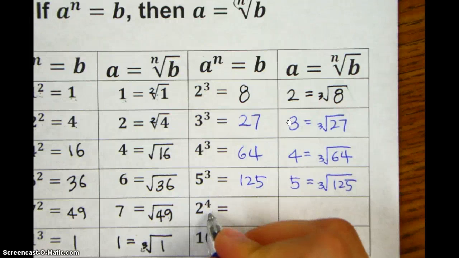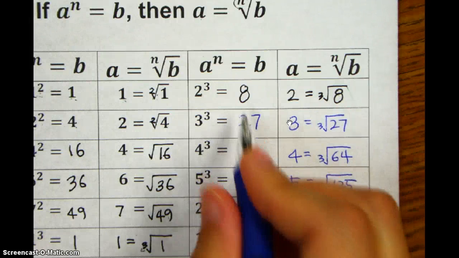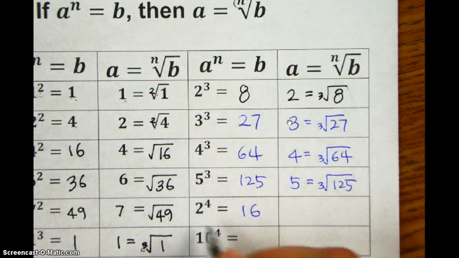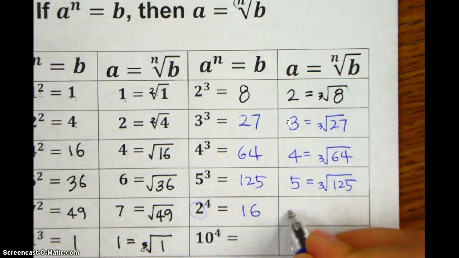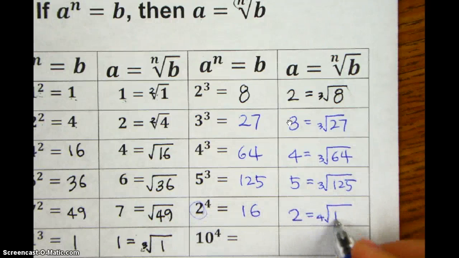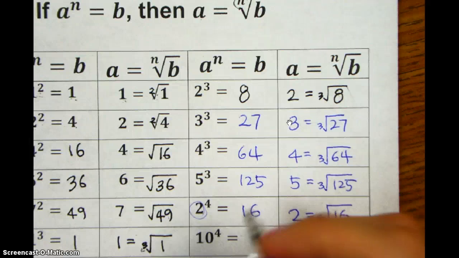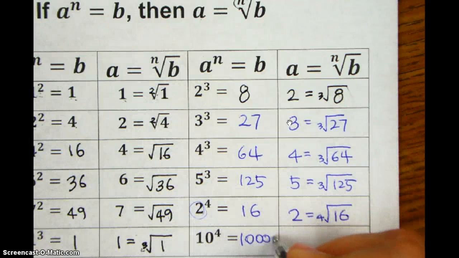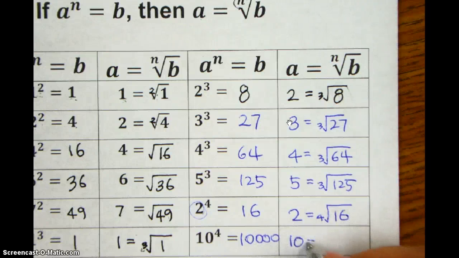2 to the fourth, that's 2 to the third, which is 8, times 2, which is 16. Now this 2, the base, is equal to the fourth root of 16. 10 to the fourth power, 10 times 10 times 10 times 10 is 10,000 with 4 zeros. So that means 10 is the fourth root of 10,000.